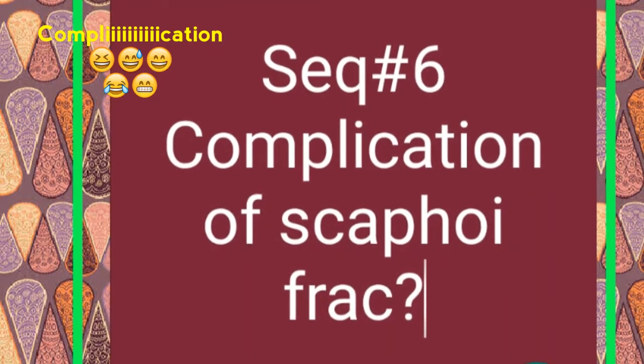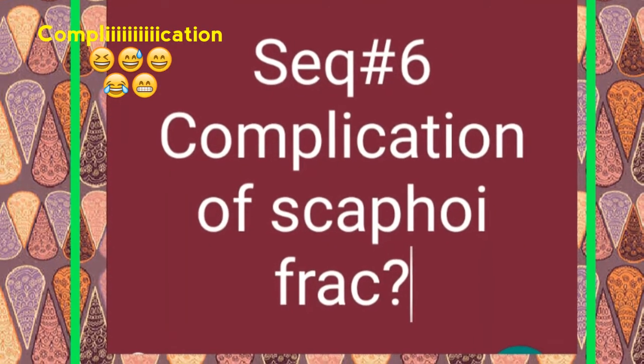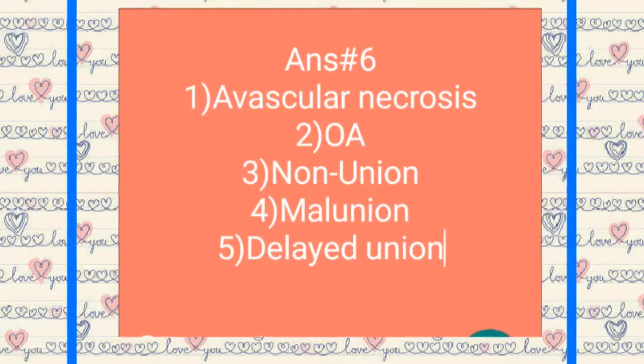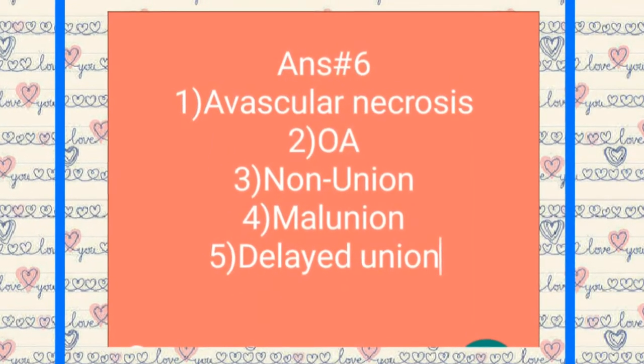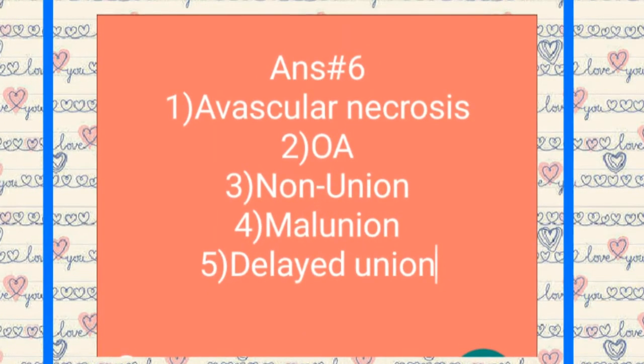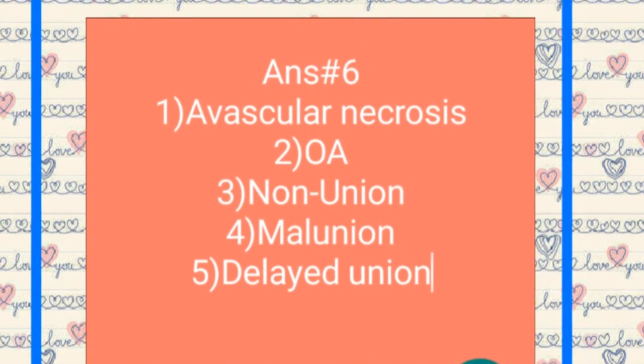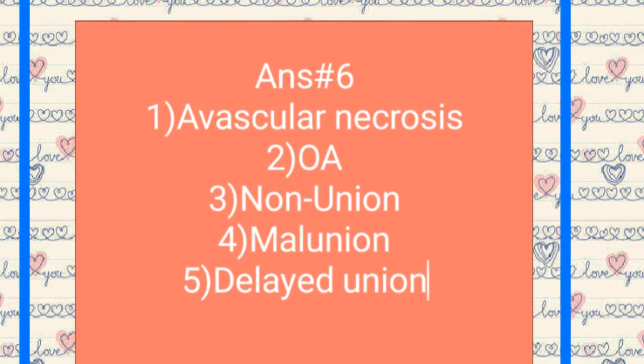Question number 6. Name complications of scaphoid fracture. 5 types of complications of scaphoid fracture. Number 1, avascular necrosis. Number 2, OA. Number 3, non-union. Number 4, malunion. And number 5, delayed union.